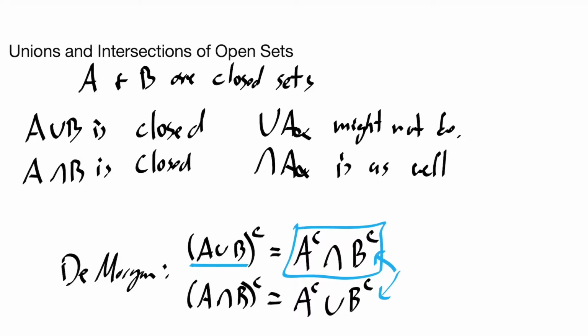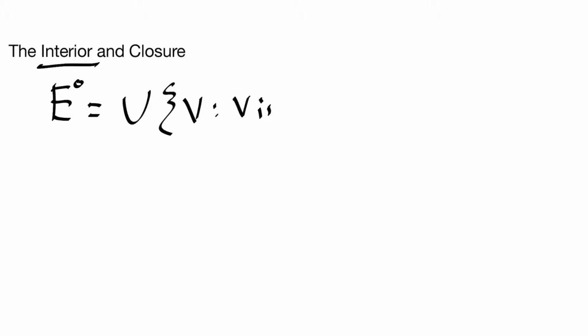Okay, so we can put together open and closed sets really quickly and really efficiently. We have two more terms: the interior and the closure. The interior, I'll denote E with a little circle, E naught. And what is this? This is the union of every set V such that V is open and V is a subset of our set E.